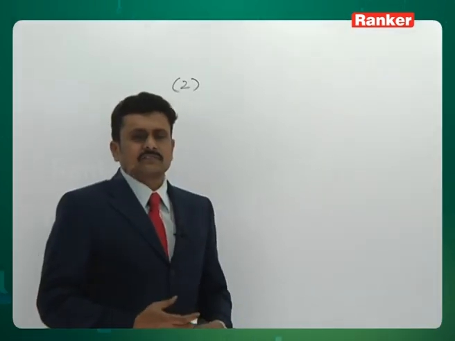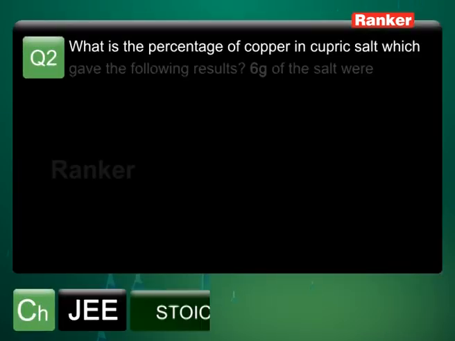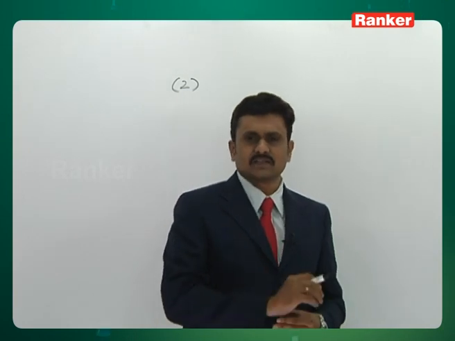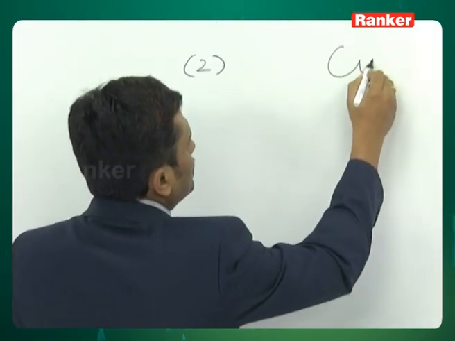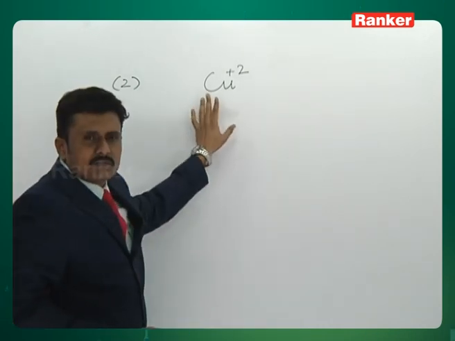In the second question, the percentage of copper in a cupric salt is asked, and the information provided is: 6 gram of the salt was dissolved in water and made up to 250 ml, and 25 ml of this solution, after the addition of excess potassium iodide, required 22.3 ml of 0.1 normal hypo solution to react with the liberated iodine. Our purpose is to find the percentage of copper in the cupric salt. In this particular problem, the salt is cupric, that is, the oxidation state of copper in that compound is +2.